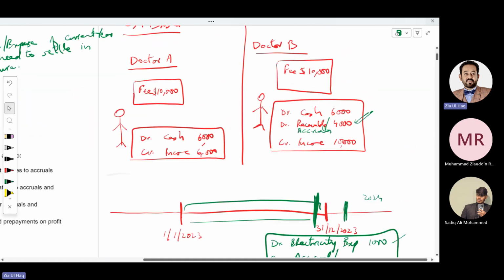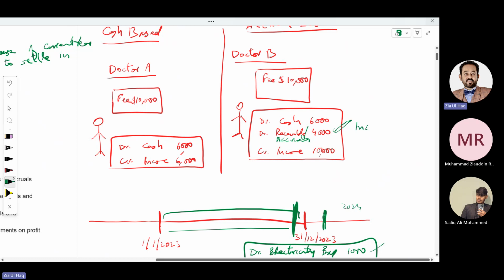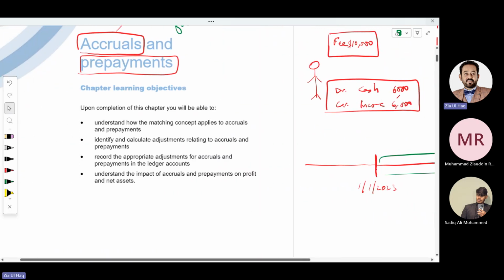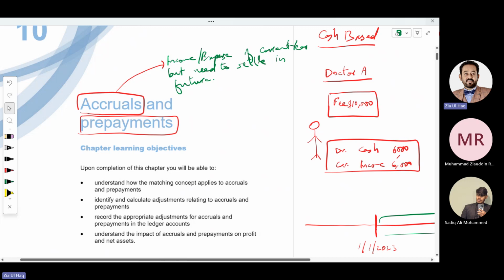And accruals could be either income, meaning here it is income. What could be the accounting entry? Accruals debit, income credit. Or accruals could be expenses, like expenses of the current year, but we need to settle in future, meaning we need to pay in future. What could be the entry? Expense debit, accruals credit. Can you understand this concept of accruals? Meaning relating to the current year, but will be settled in future.